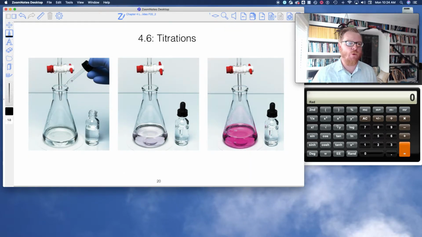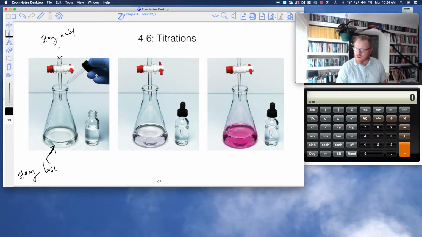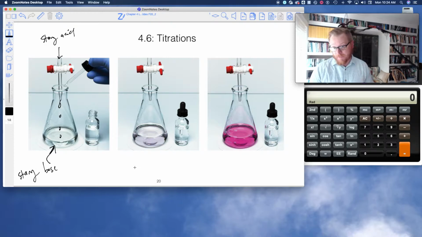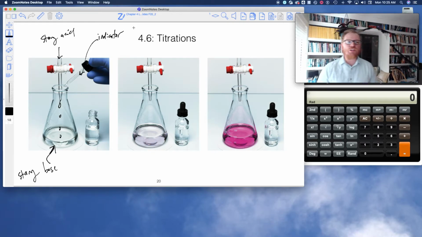So right now what we would have, for example, is suppose here that in this flask is my strong base. In this burette is my strong acid, and titrating is this process of slowly letting this acid drip into the basic solution, into the base solution, and then now this thing right here, this medicine dropper, that is my indicator, okay? And we usually only have to put a teeny tiny amount of indicator.